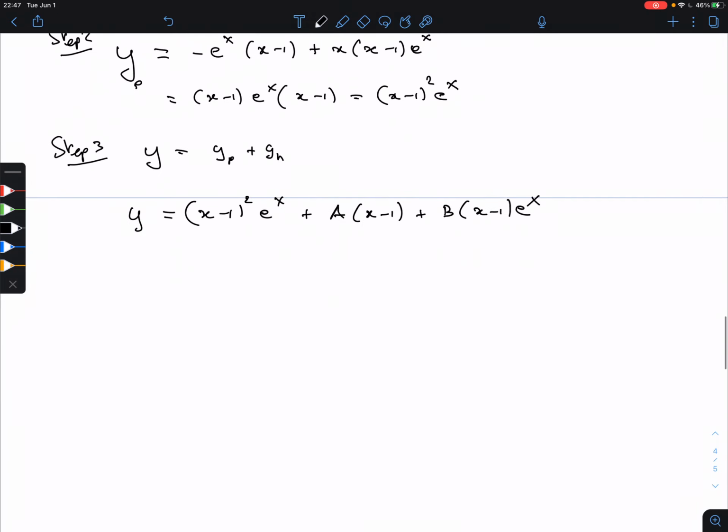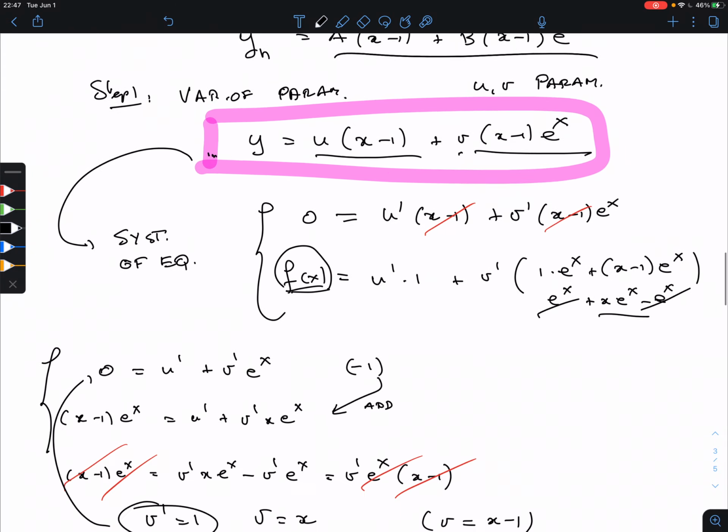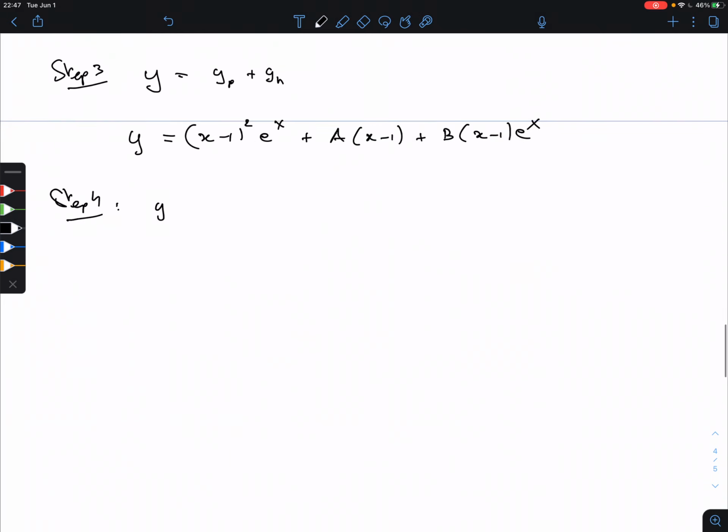Now there was an initial condition, so that's step 4. And the initial condition was that at 0, y was 4 and the derivative was minus 6.